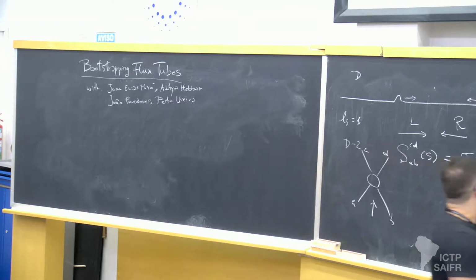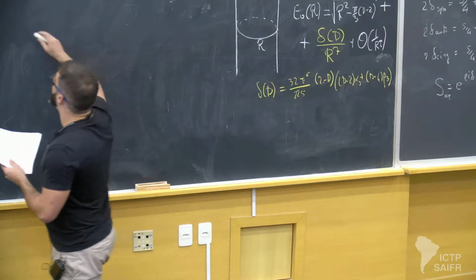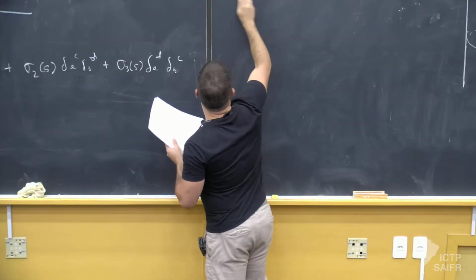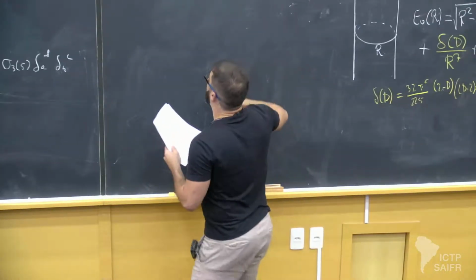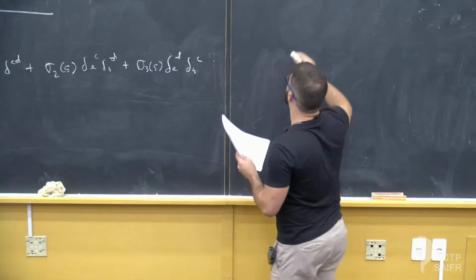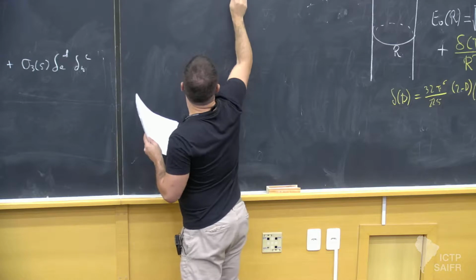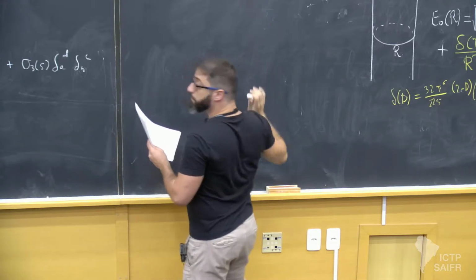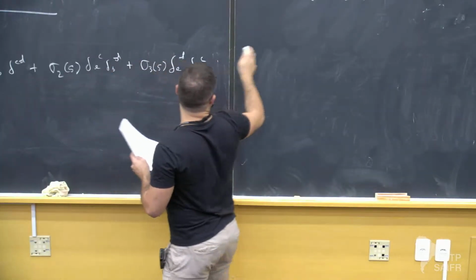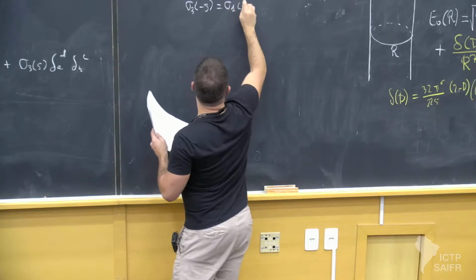Now, this is the ansatz. And then what about crossing? Crossing, since the particles are massless, is particularly simple. And basically states that the transmission amplitude is invariant under crossing. So sigma 2 of minus S will be sigma 2 of S. And that these two amplitudes switch under crossing. So sigma 3 of minus S will be sigma 1 of S.